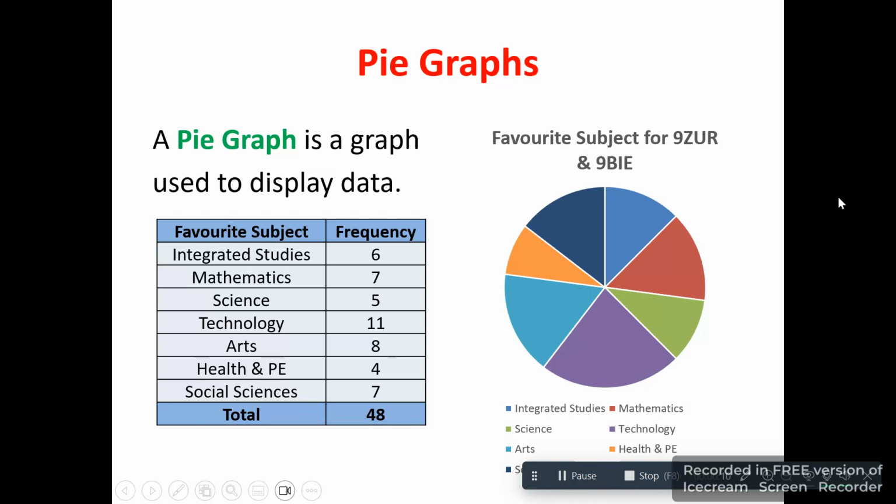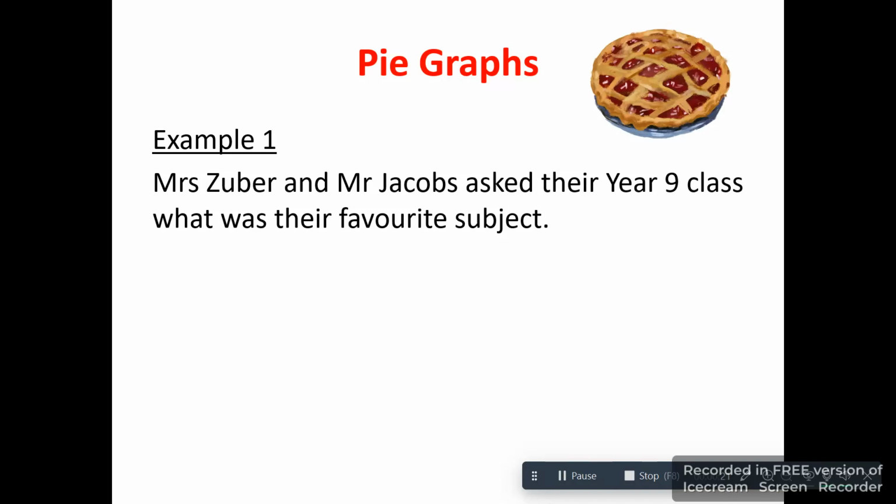Now, a pie graph is a graph used to display data. You can see an example here. We've got the favourite subject for 9ZUR and 9BIE, two form classes. So let's get straight into an example and show you how we can draw them.